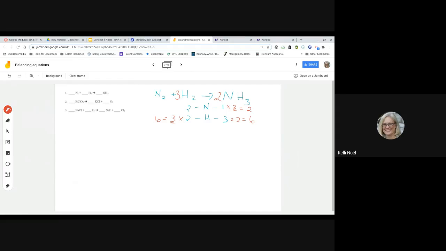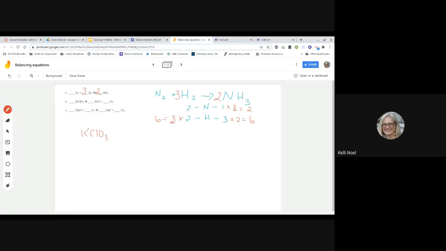So over here, if you had a sheet like this, you would be putting 3 here and a 2 here. You do not have to put a 1 in that first one unless you just want to put it there to see that it is 1. All right, let's look at number 2.